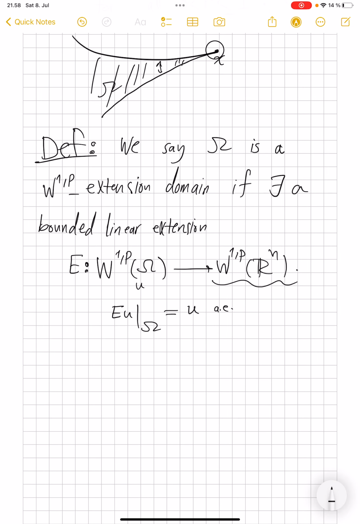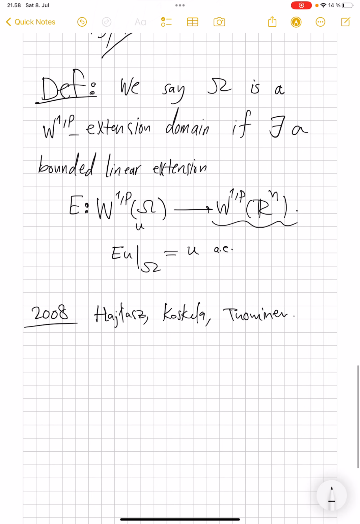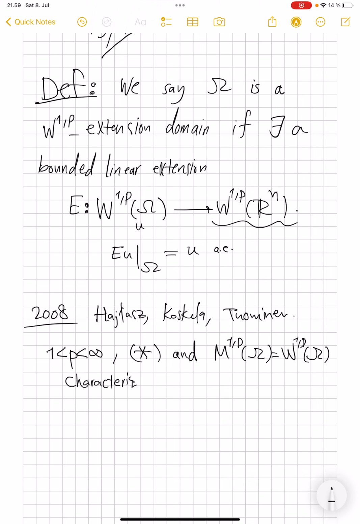Okay, so this one is from a 2008 paper by Hajłasz, Koskela, and Tuominen, that for p between 1 and infinity, this star condition and equality of M^{1,p} of omega with W^{1,p} of omega characterizes W^{1,p} extension domains.